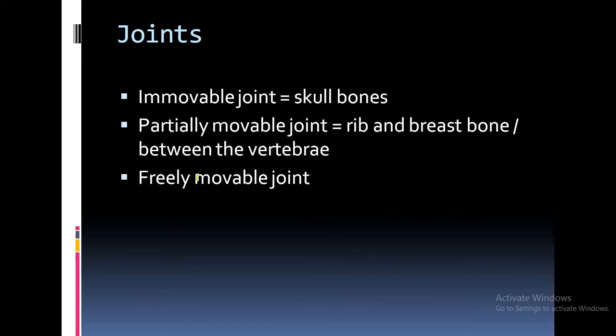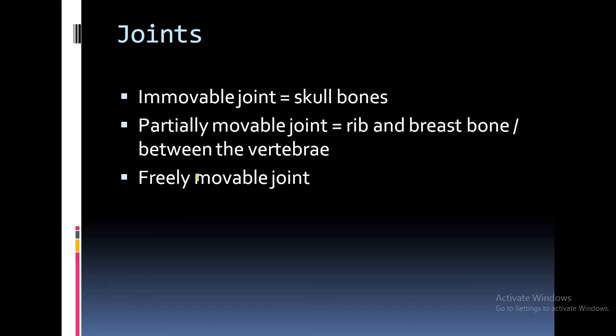Then we have to see about the joints. So there are 3 basic types of joints, that is immovable joint, partially movable joint, and freely movable joint. Immovable joint, the bones at the joint do not move. First of all, what is a joint? Joint is a part of the body where 2 separate bones are meeting. Such points are known as joints. So the points where 2 bones are meeting are known as joints.